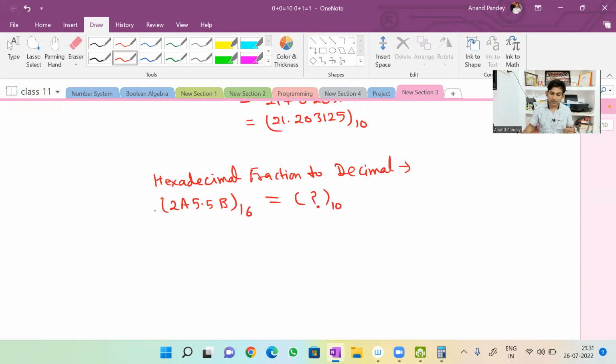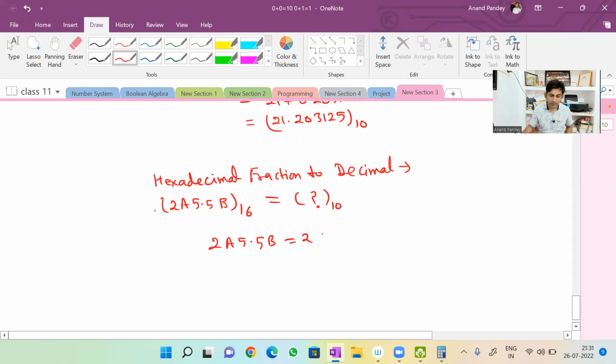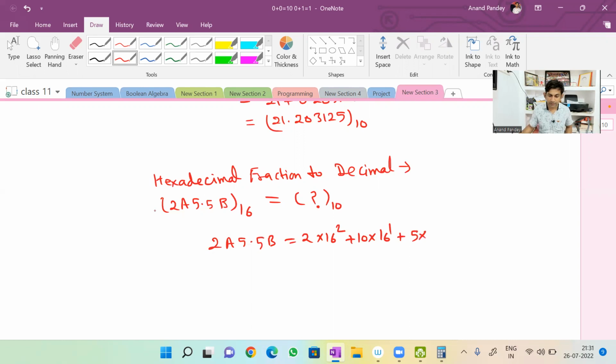Okay. So to convert this hexadecimal to decimal, same process will follow. Instead of using power 2 and 8, here we will use the power of 16. Simple सी बात है. So 2a5.5b will be what? 2 into 16 to the power 2 plus a for 10, 16 to the power 1, फिर 5 into 16 to the power 0. Okay. Plus negative powers for the fractional value, 5 into 16 to the power -1 plus b for 11, 16 to the power -2. Okay.